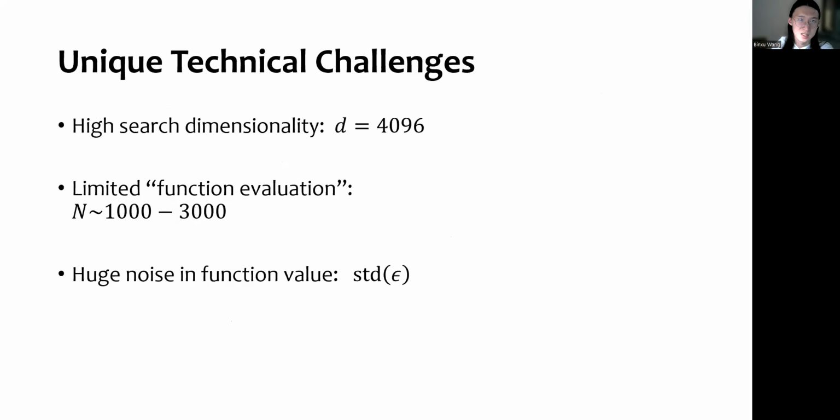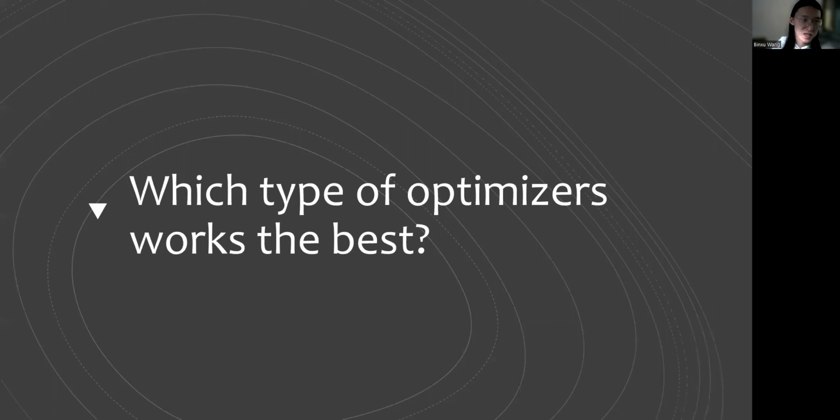What are our challenges? Firstly, the search space has a high dimensionality. We have a 4,000-dimension search space. In contrast, we have a really limited number of function evaluations. We have only 1,000 to 3,000 function evaluations per session. Finally, we have huge noise in function values. The standard deviation of the noise could sometimes be as high as the signal. And this unique technical setting forces us to choose wisely what optimizers we use for this problem.